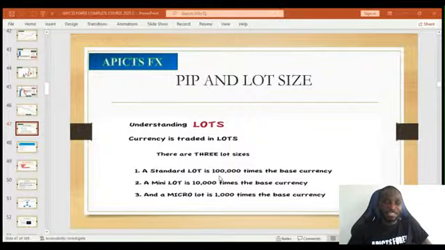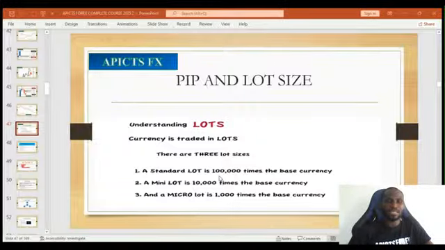Now the standard lot is 1. The mini lot is 0.1, and the micro lot is 0.01. Let me go over that again. The standard lot is 1, the mini lot is 0.1, while the micro lot is 0.01. There was an example, I'm trying to find the particular slide. Okay, I'll get to it. But basically, for a standard lot, every movement of price per pip is $10.